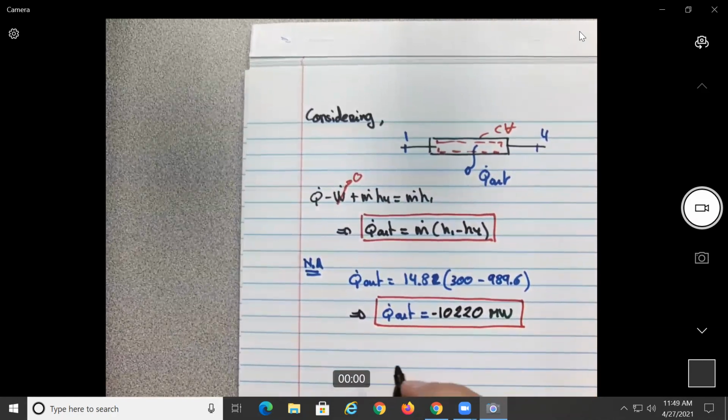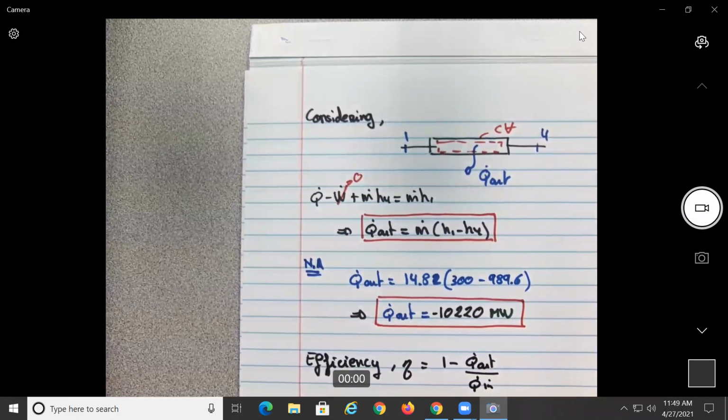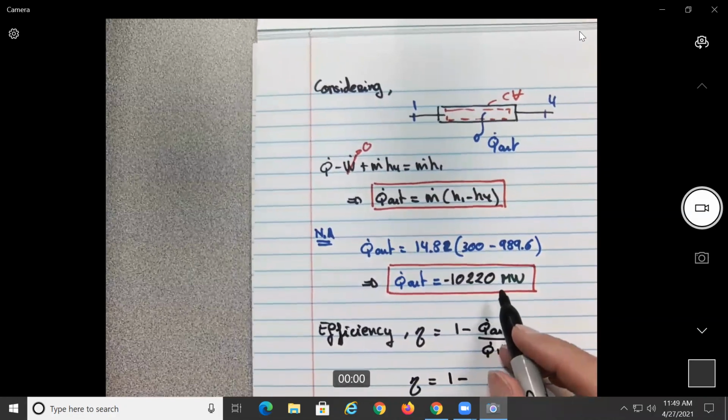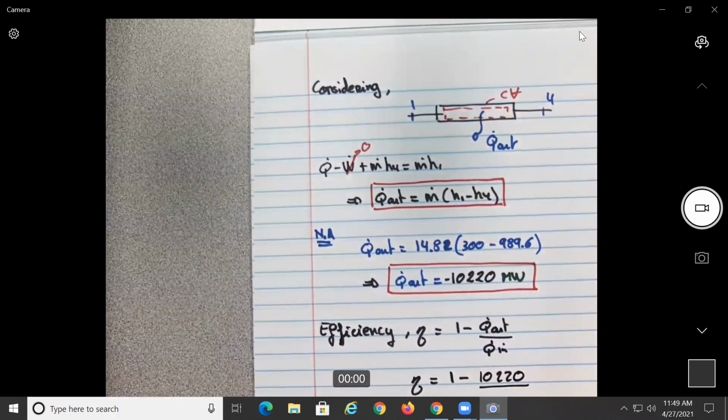Okay, so now the efficiency. We know that it was equal to 1 minus Q out over Q in. So this is going to give us 1 minus... So here, be careful. We don't need to put the negative value, no? Just the magnitude. So be careful with that. 10,220 divided by the Q in, which is 20,220.